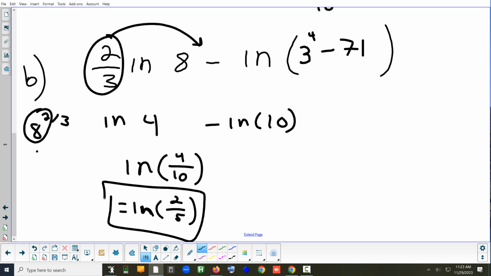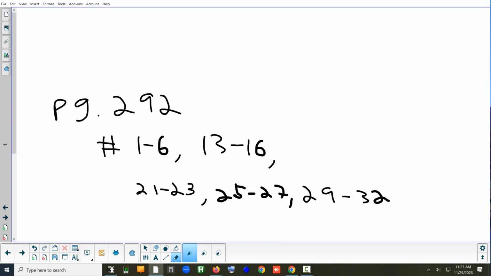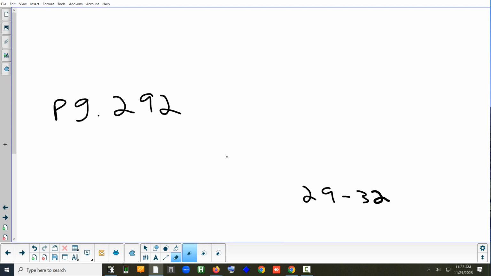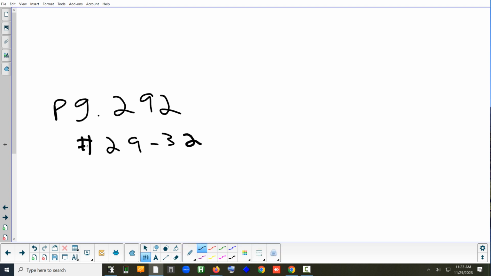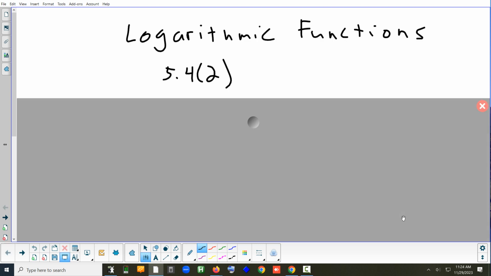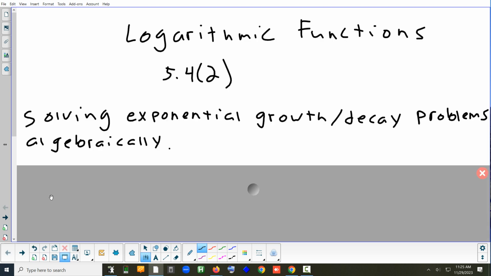Right. So that was really all that was left in that part. So the first part for tonight is on 292. And it's 29. 32. Okay, so part 2 in 5.4.